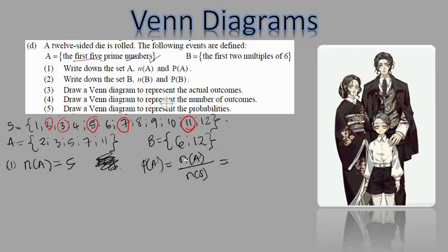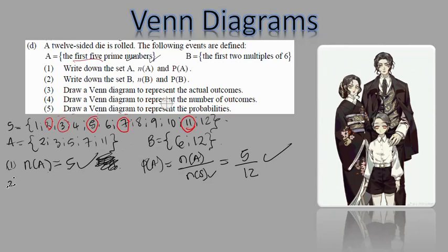How many items are in A? We have 5 items in A. How many items are in the sample space? We have 12 items in the sample space. Easy as that. Marks there. Venn diagrams, it's not all about drawing Venn diagrams. Sometimes it's about answering questions that might be in the Venn diagrams, right?